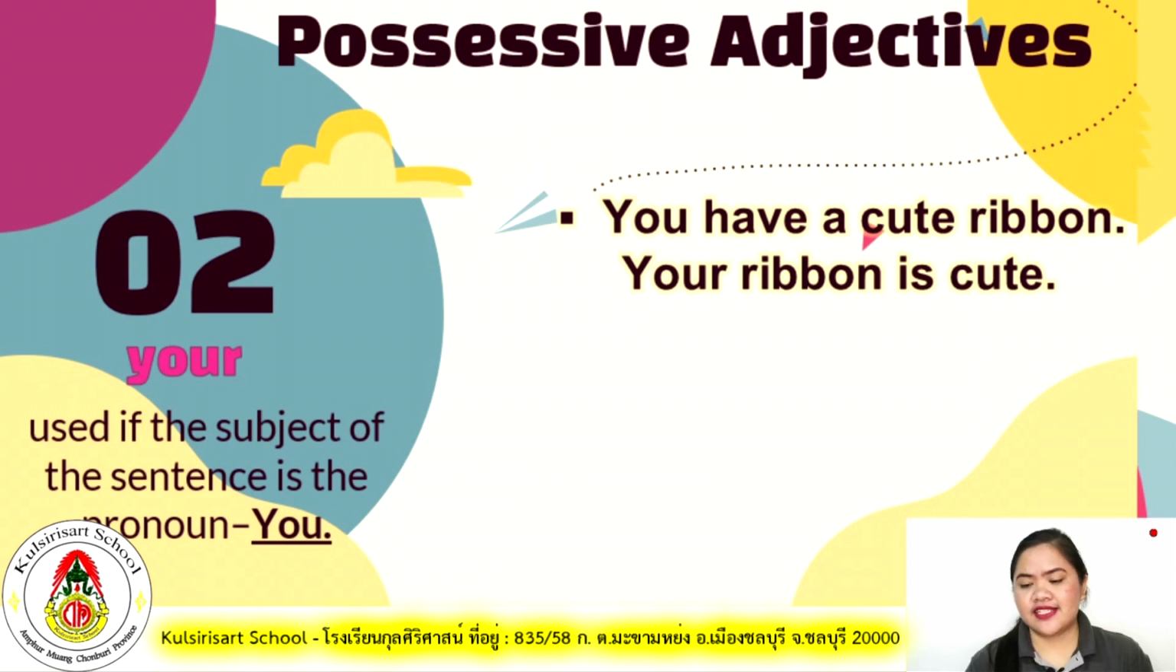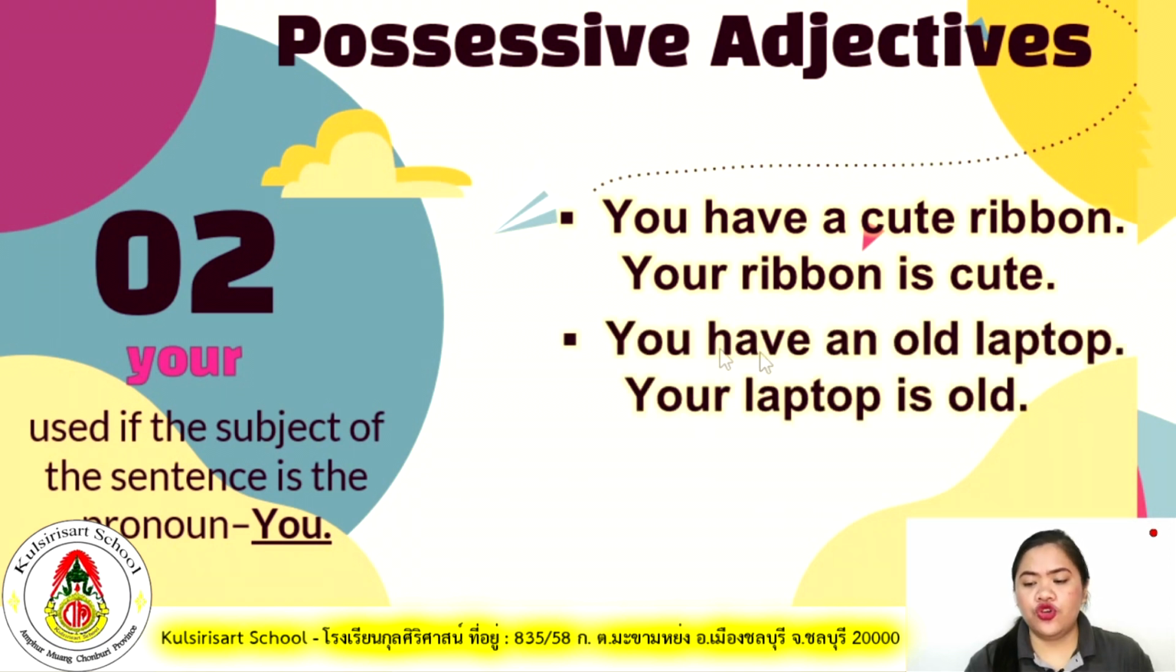Next example we have, you have an old laptop. So, in the possessive adjective usage, it will become your laptop is old. Your laptop is old. Okay? We used your because the sentence uses the pronoun you. Okay? We are finished with my and your.